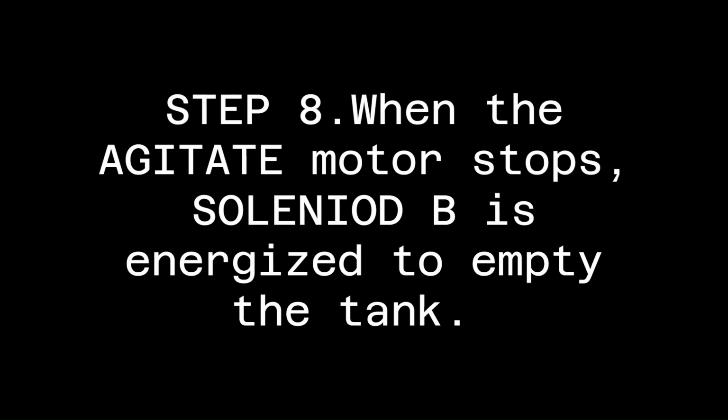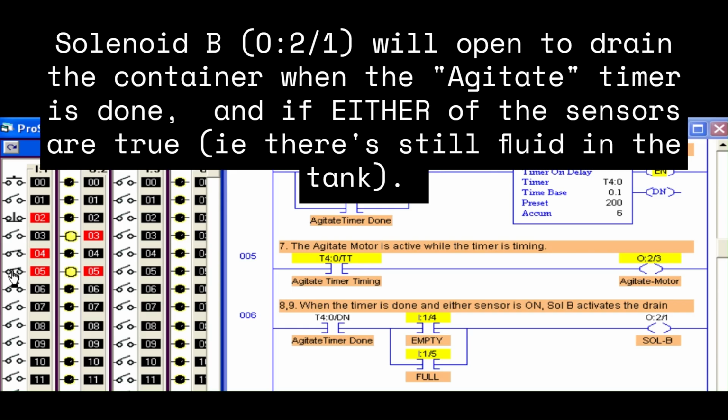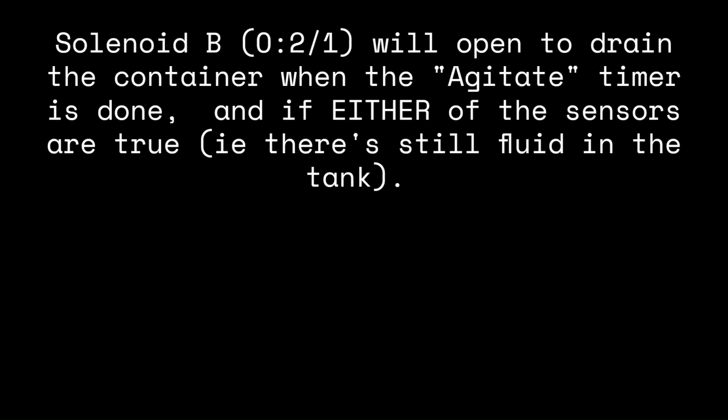Step 8. When the agitate timer stops, solenoid B is energized to empty the tank. Solenoid B will open to drain the container when the agitate timer is done, and if either of the sensors are true. If either of the sensors are true, this would indicate that there's still fluid in the tank, so both of them need to be false.